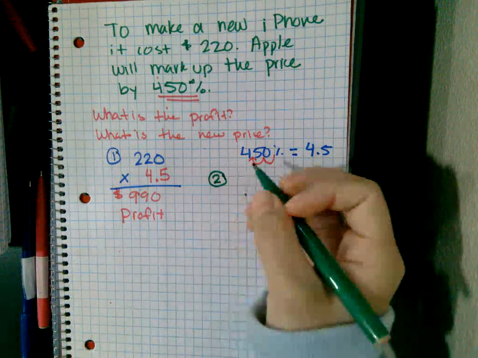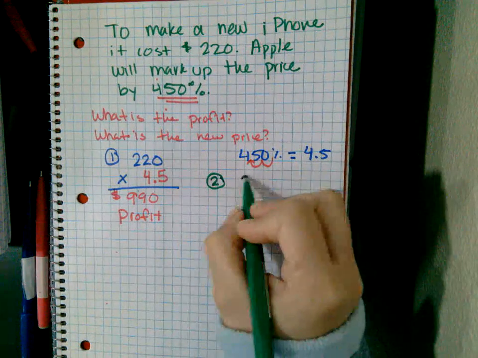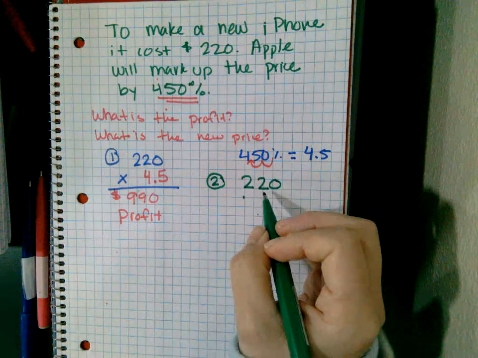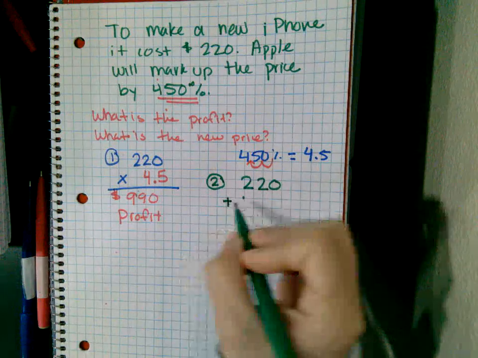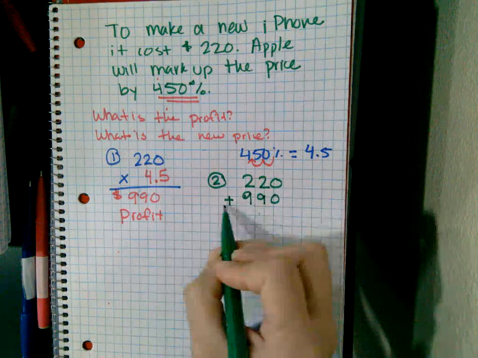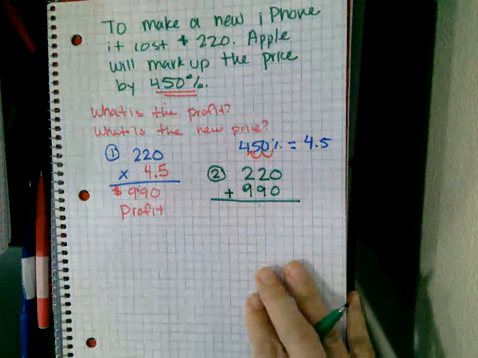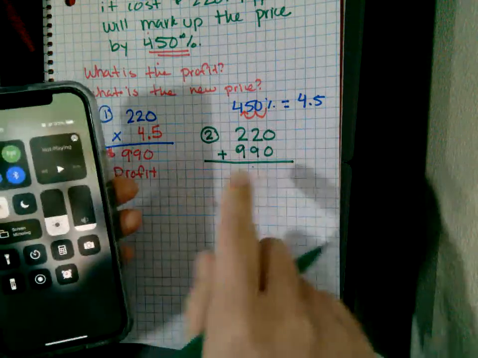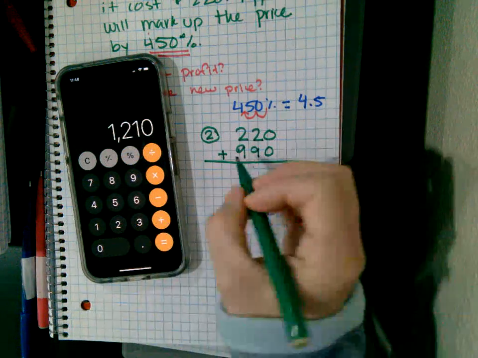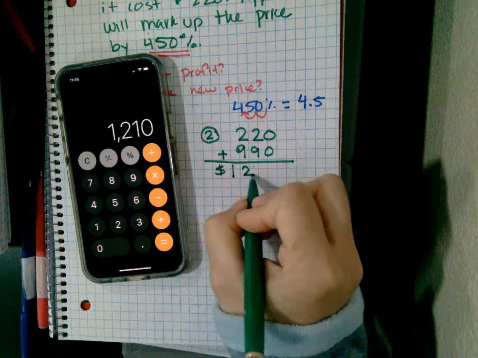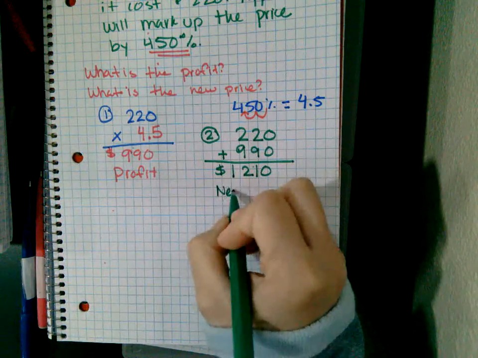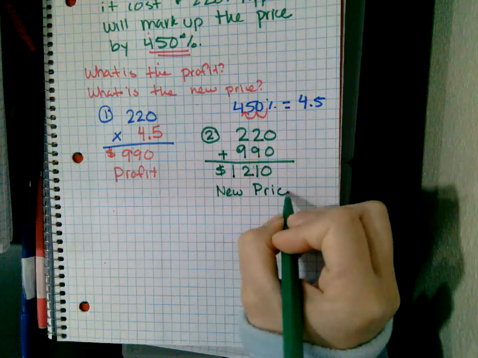Okay, step number 2. You take the price of the iPhone, which is the cost to make. It's also called like the wholesale price, $220, and you're going to add your profit. So whatever answer you get for the first one, you just kind of bring it right over, and you're going to add it. So I'm going to take my calculator. I mean, some of you can just add there and then. Add 220, and you get $1,210. This is my new price.